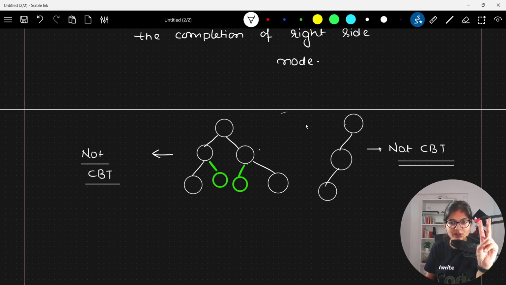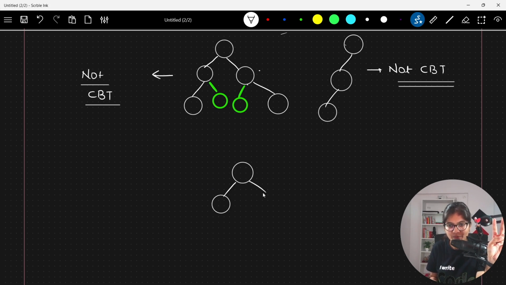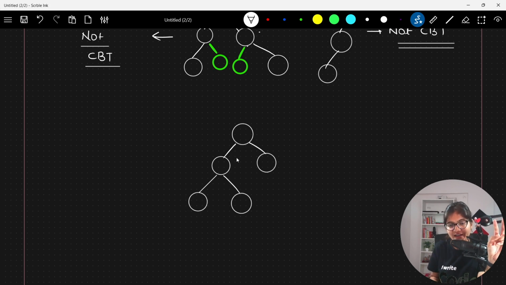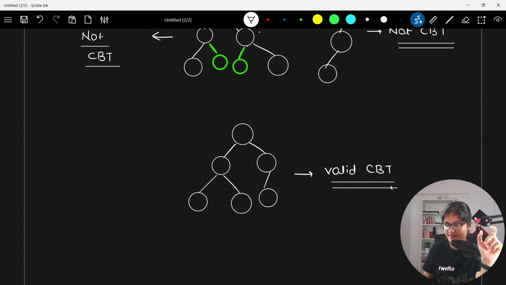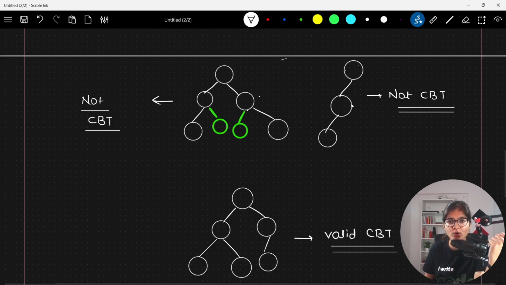Both of the conditions are satisfied if I fill like this, like this, so the present level is completed. Now when I move towards the next level, I fill the left side node first and then the right side node. This is a valid CBT, because both conditions are satisfied. But is this a full binary tree? No, because a full binary tree says that every node should have 2 child nodes. But here, the right side node does not have 2 child nodes. So this is not a valid full binary tree, but it's a valid CBT, because both of these conditions are satisfied here.